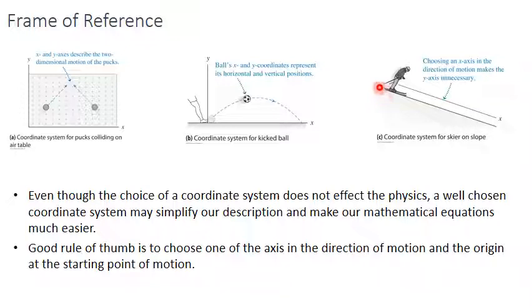So here, if I'm going down a slope, I could choose the x-axis down the slope. Then the motion is going to be described by one axis. Here with the ball, I could not do that because I don't have motion in a straight line. I have a parabola being traced by the ball, so I have to choose two axes.